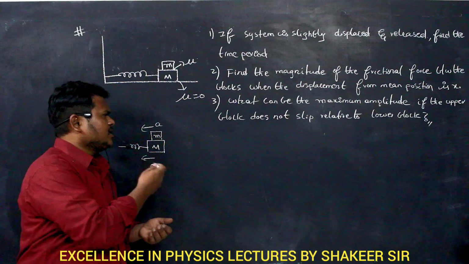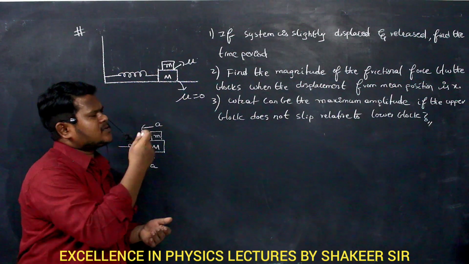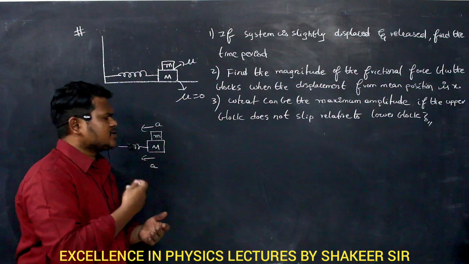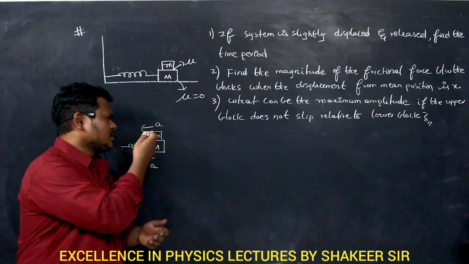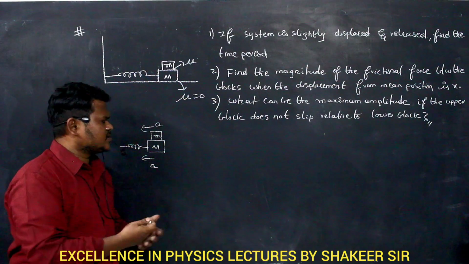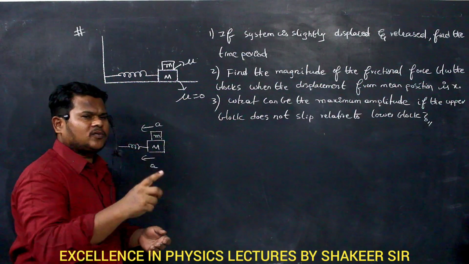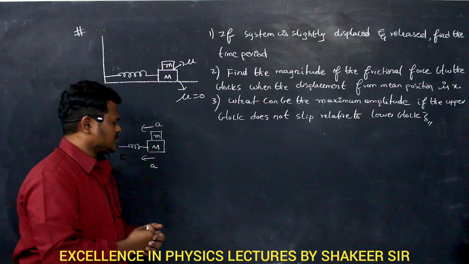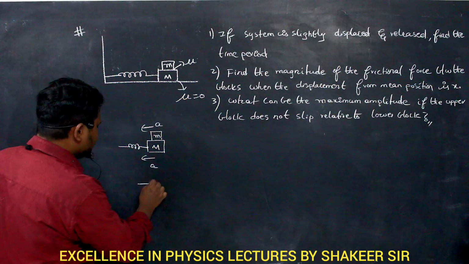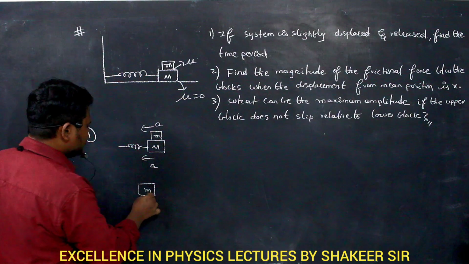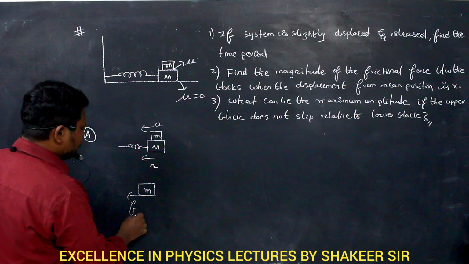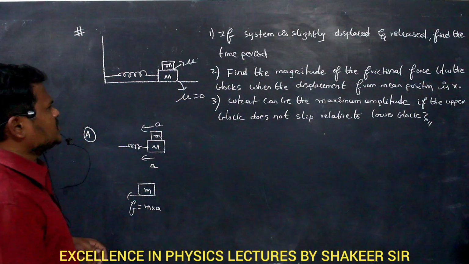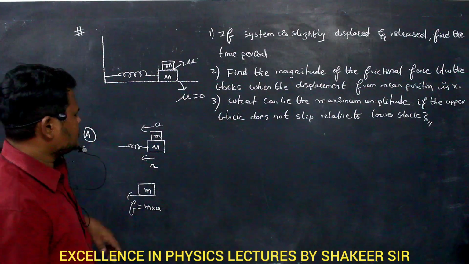Clear? So initially it is slightly displaced, no? So the acceleration produced is also very less. If the acceleration produced is very less, then the friction necessary also is very less. Because on this small m, the only force acting is friction, which is producing the acceleration. Clear? So only friction is providing the acceleration, which is mass into acceleration. Are you able to understand? So therefore, what is the time period I can write?